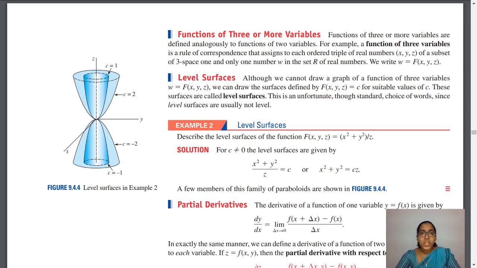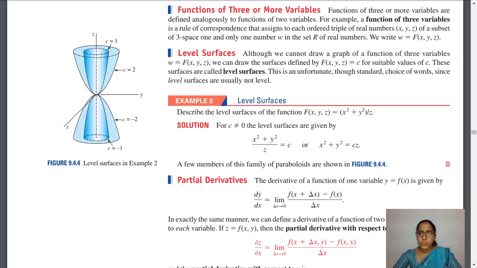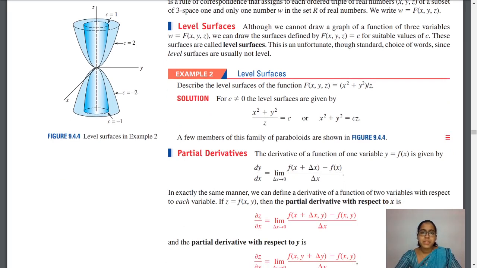When it was two variables, we had considered level curves, whereas when we consider functions of three or more variables, we will discuss level surfaces. Level surfaces we can obtain by f of x, y, z is equal to c for any suitable values of c. So we can see the example.